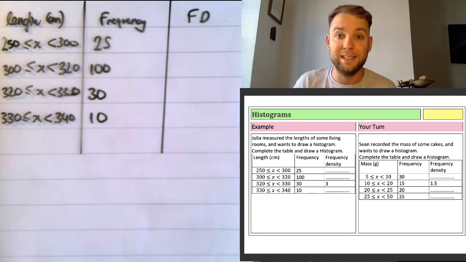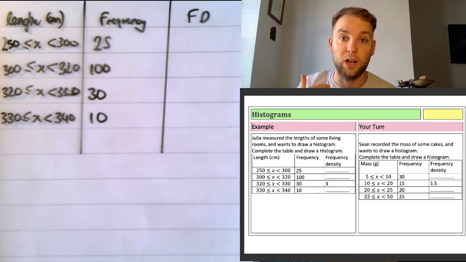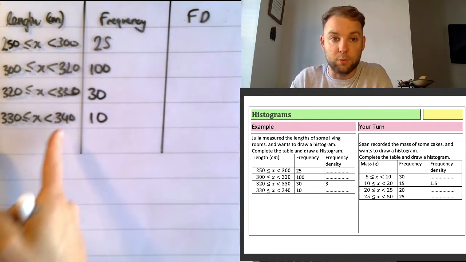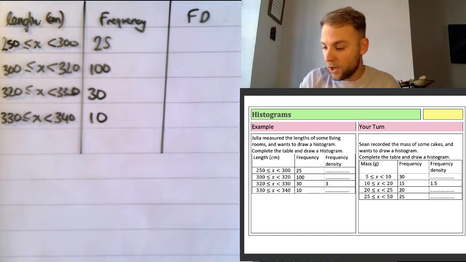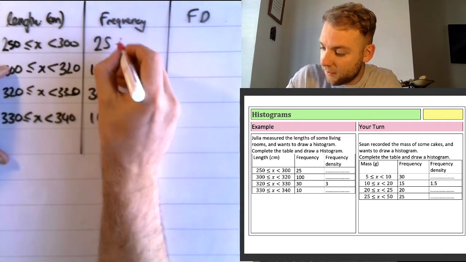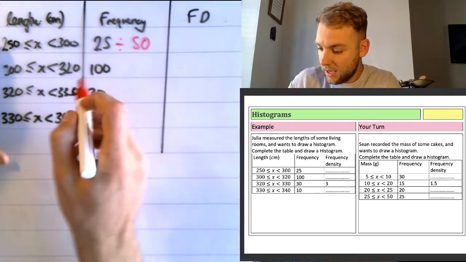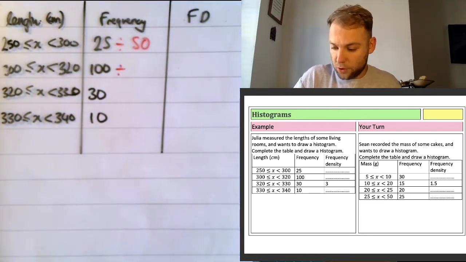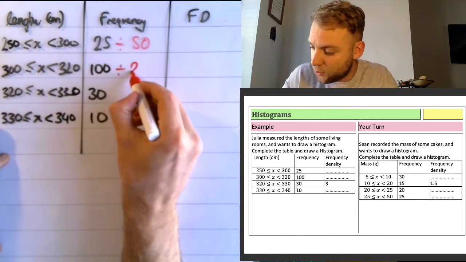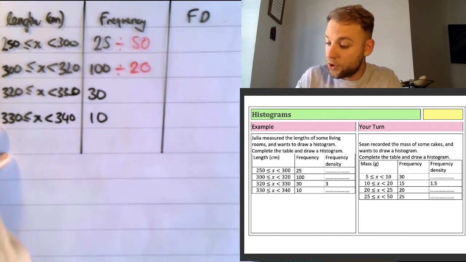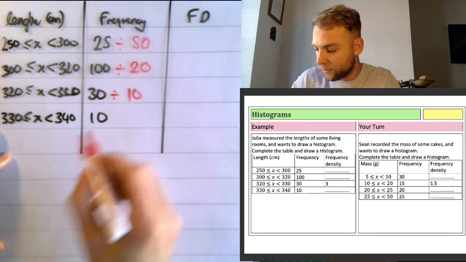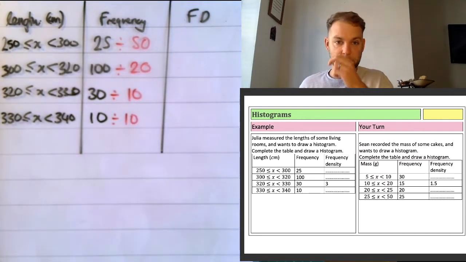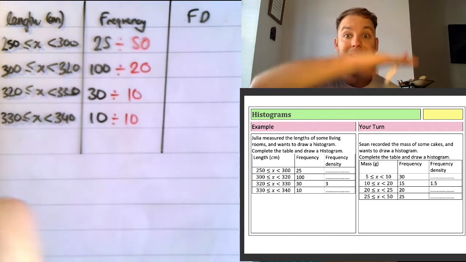And we know that the frequency density is equal to your frequency divided by your class width. Now your width is the width of these ones here. So the width of this first one between 250 and 300 is equal to 50. So our first one is going to be 25 divided by 50 for our frequency density. This one here is going to be 100 divided by the width of that there, which is 20, between 300 and 320. Between 320 and 330 is 10, so 30 divided by 10. And then 330 to 340 is 10, so 10 divided by 10. And this will work out our frequency density, which is going to be the height of our bars.